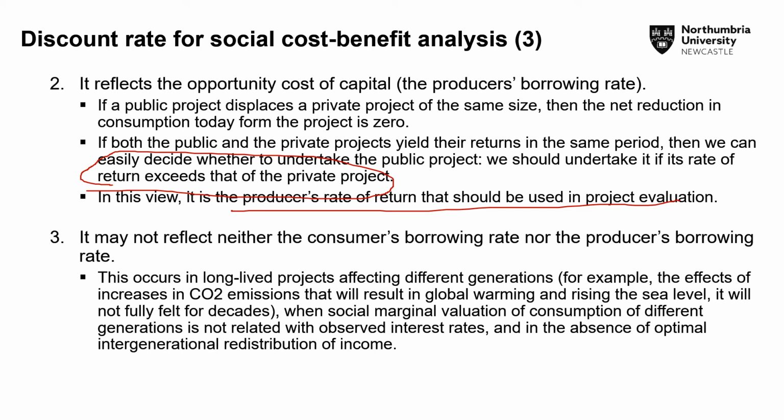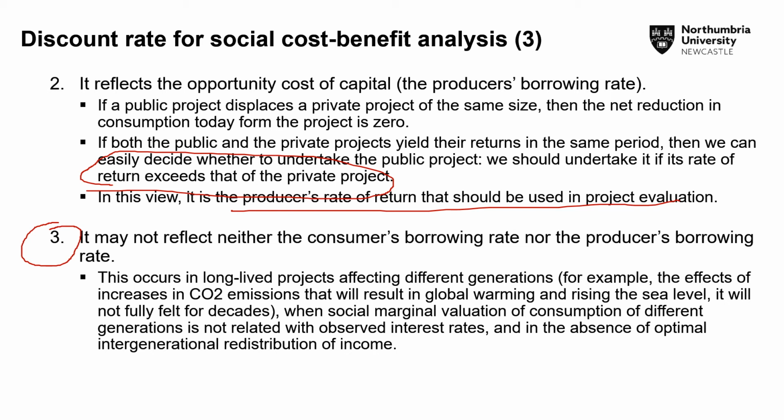Then the final situation, which I think is quite interesting, is that a project may reflect neither the consumer's borrowing rate nor the producer's borrowing rate. This might happen when the social marginal valuation of consumption of different generations is not related to observed interest rates. So let's say we undertake a project now, and it produces carbon dioxide. The effect of increased carbon dioxide in the atmosphere, in other words, global warming, rising sea levels, and so on, will not be seen immediately.